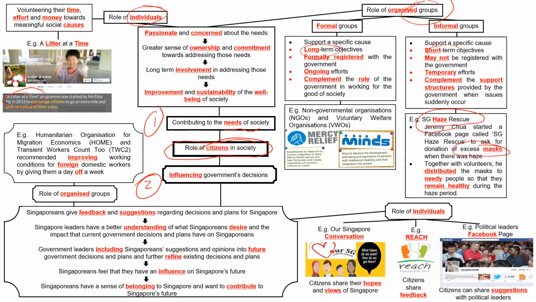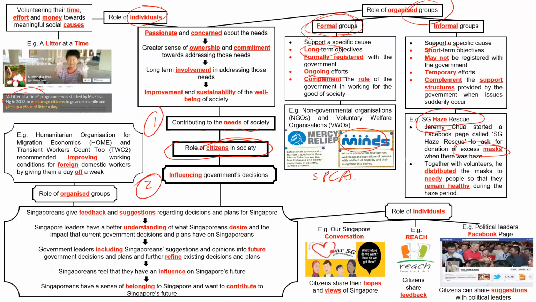Or there are also long-term formal groups. Okay, that means they are like an organization that has been around for a long time, and they usually try to serve a certain group of members of the community. So for example, Mercy Relief, okay, Minds takes care of people with intellectual disability. For example, we have SPCA. SPCA, we all know what it is, Society for Prevention of Cruelty to Animals. They take care of animal welfare, animal rights in Singapore. They try and do things to help.